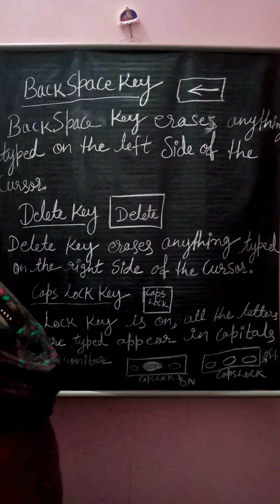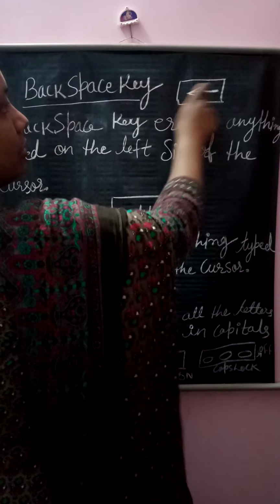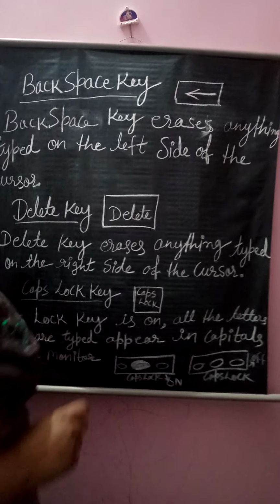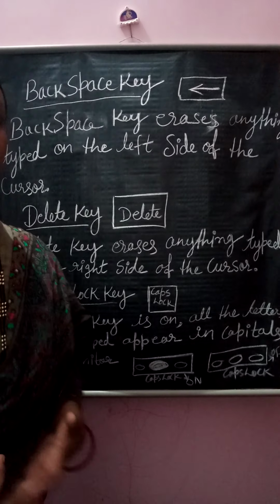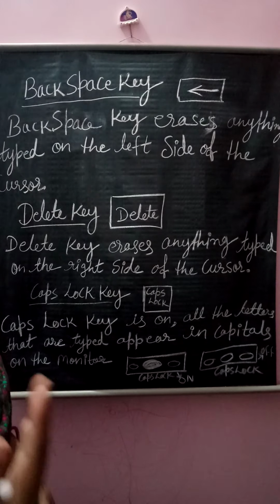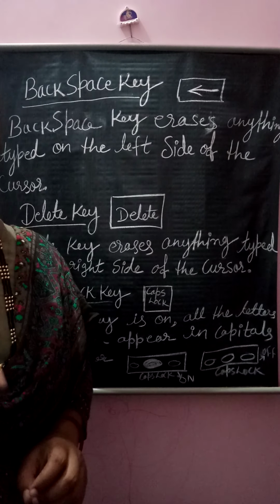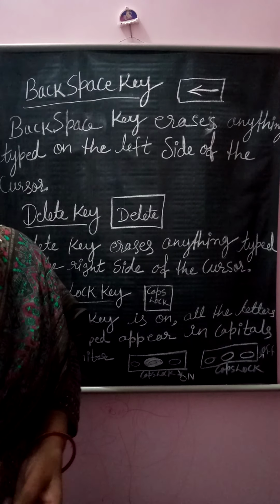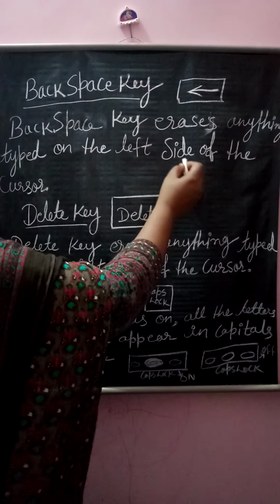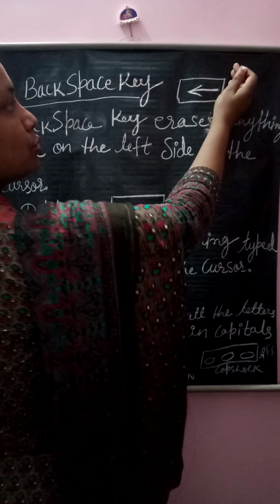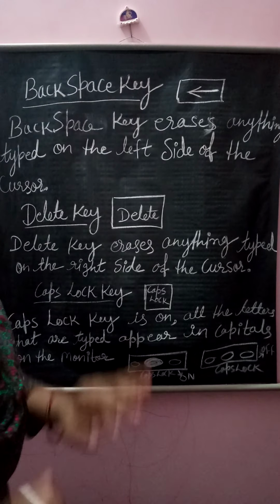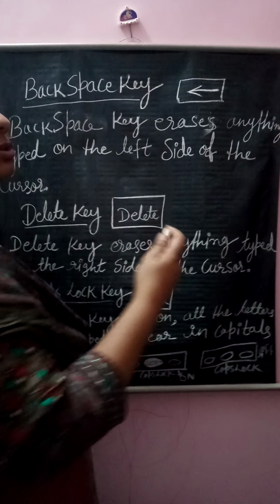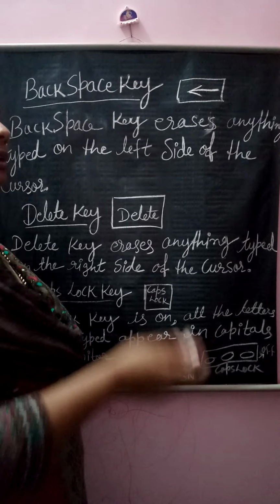Okay, students, today we will study about the backspace key. This is your backspace key. Backspace key means a key with the facility, or you can say the speciality, that whatever you have written on your monitor, a text or a sentence, and suppose while writing you have made some mistake, then to the left side of the cursor, you can utilize the backspace key and delete that alphabet, or a symbol, or whatever you have written on the monitor.